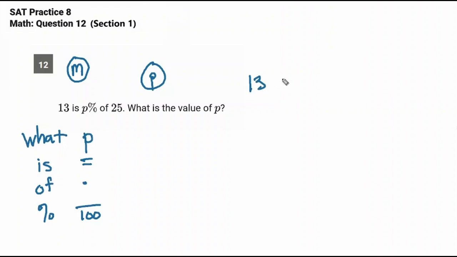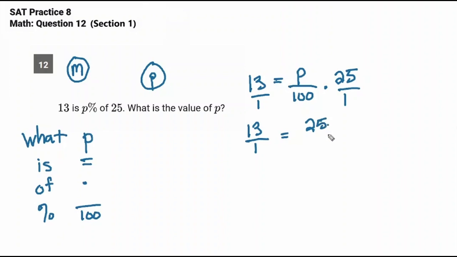13 is p percent of 25. I have some fractions and some non-fractions. I'm going to make everything a fraction so I can see if I can reduce and cross multiply. 25p over 100. At this point, you could just use your calculator. I'm going to take one more step and reduce. I'm going to divide by 25 here and get 1. I'm going to divide by 25 here and get 4.